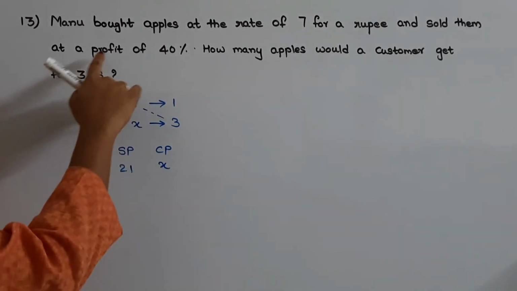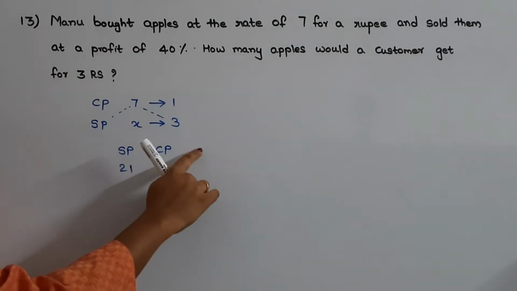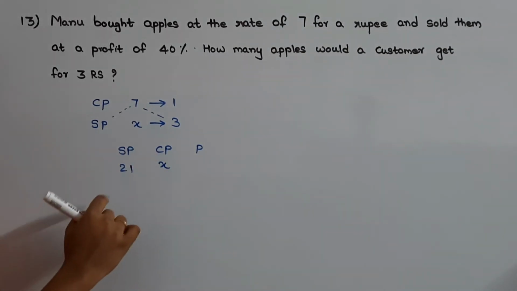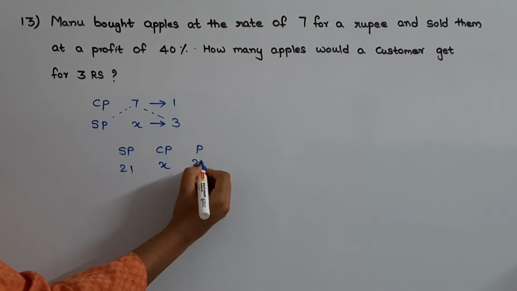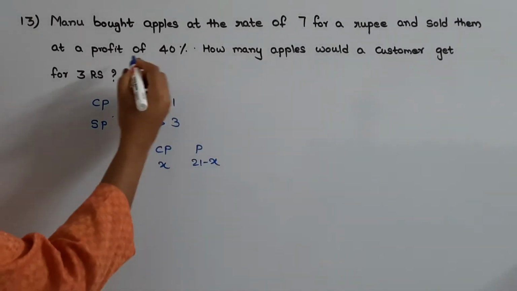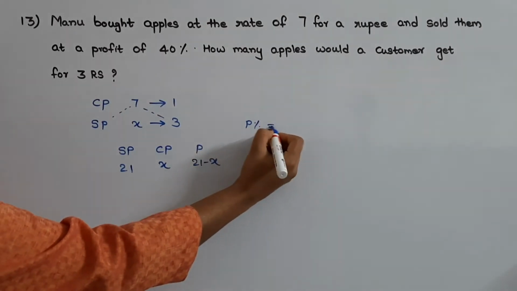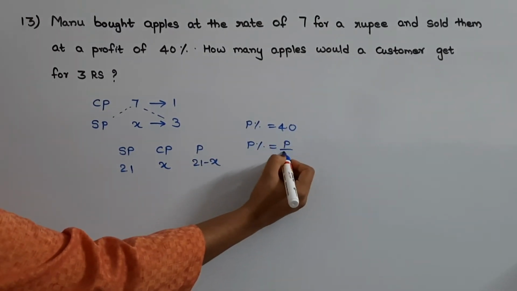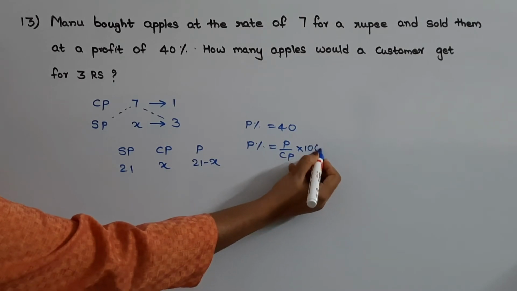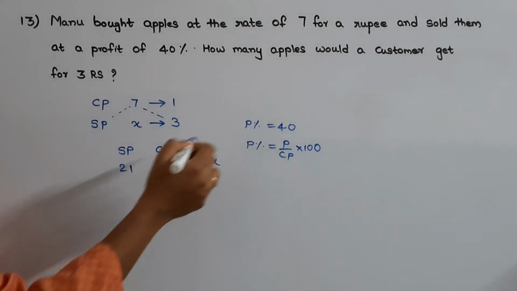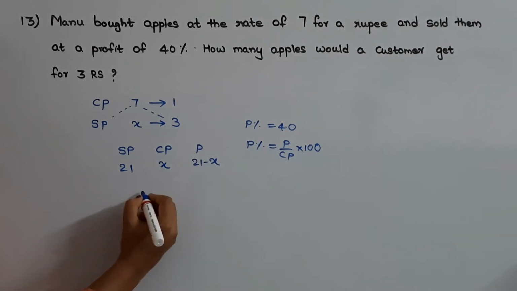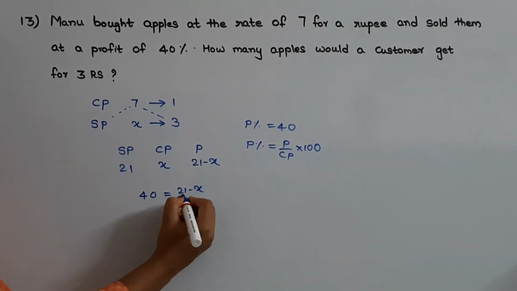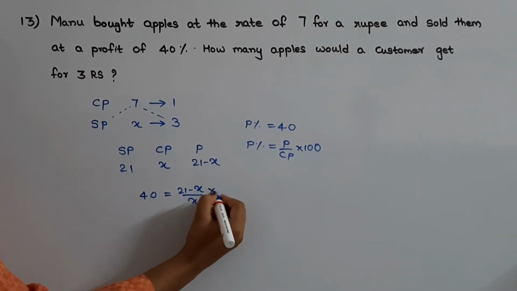Here profit percentage is given. So what will be the profit here? Profit will be equal to selling price minus cost price, that is 21 minus x. So profit percentage is given as 40, and we know that profit percentage is equal to profit by cost price into 100. So on substituting all the values in this formula, we will get 40 is equal to profit is 21 minus x and cost price is x into 100.